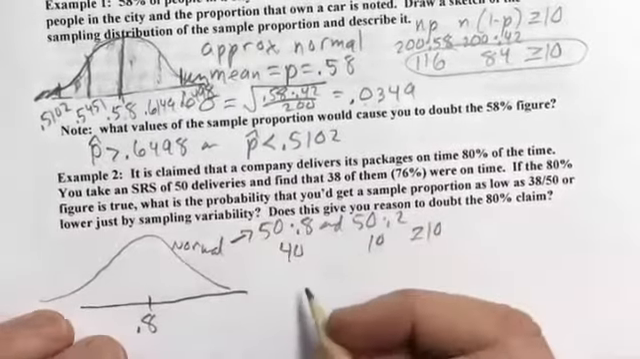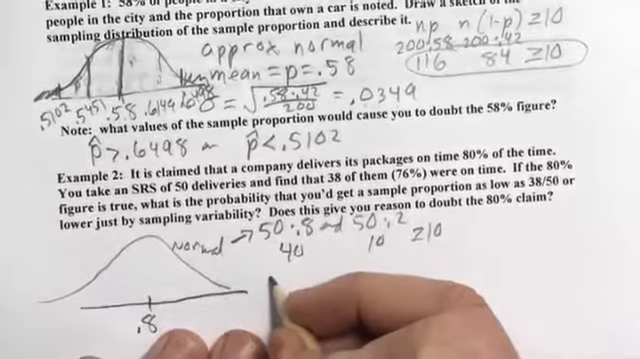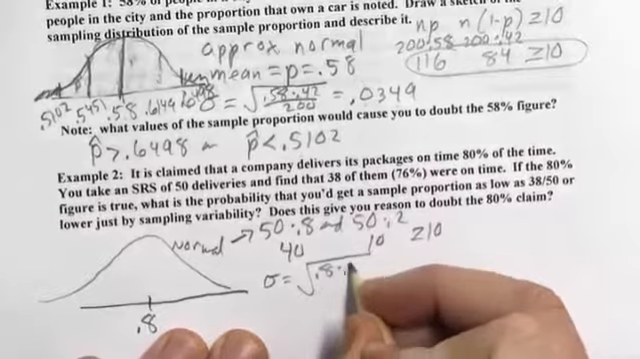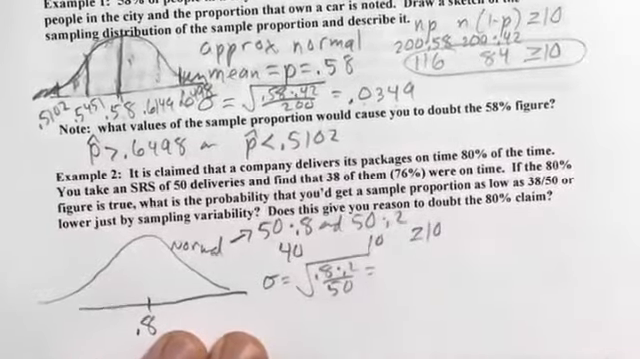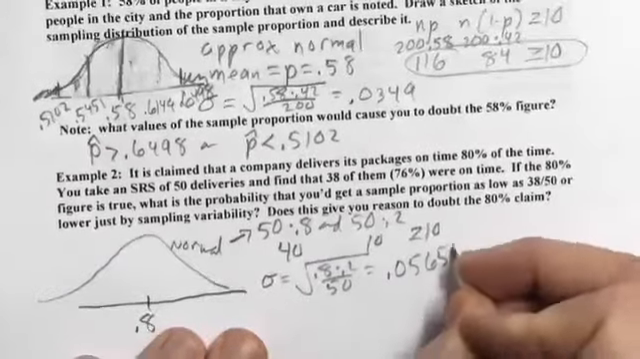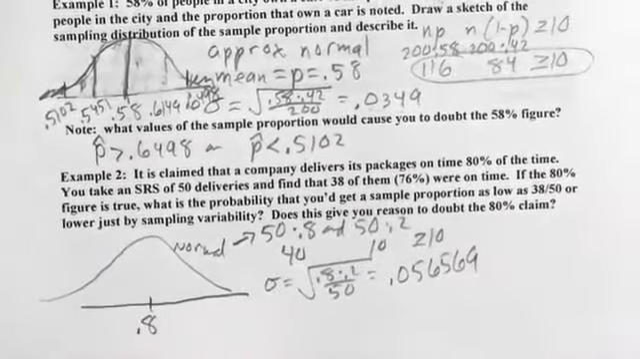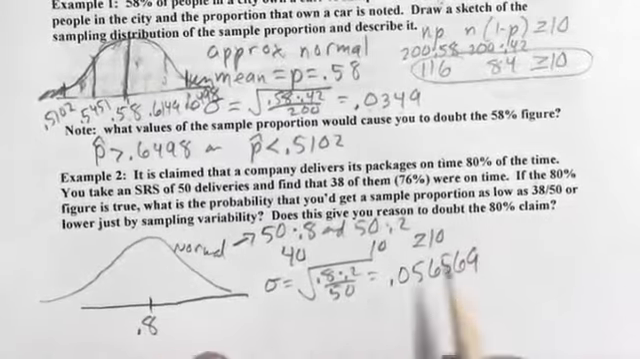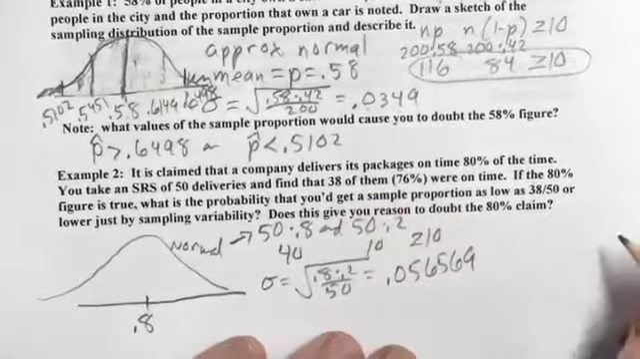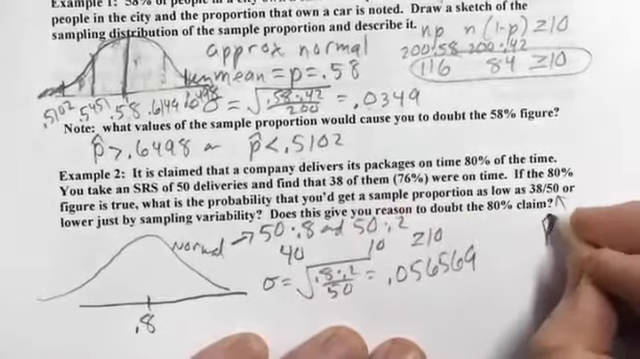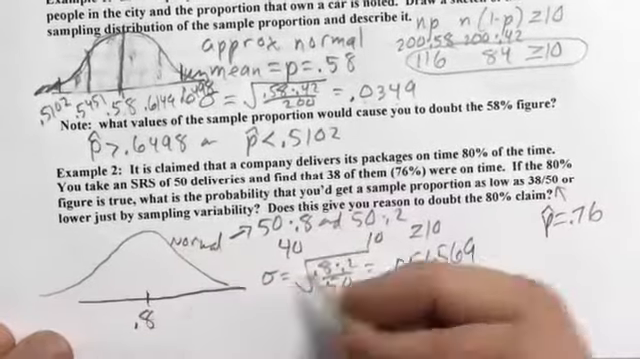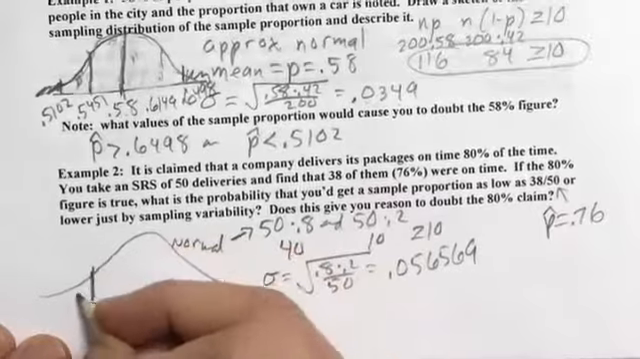All right, and so our standard deviation here is going to be the square root of 0.8 times 0.2 over 50. So there's our standard deviation, and that's going to be 0.056569. So what's the probability that we're going to get 0.76 or less? So our p hat is 0.76, 38 divided by 50. So what's the probability that we are going to get that or less?